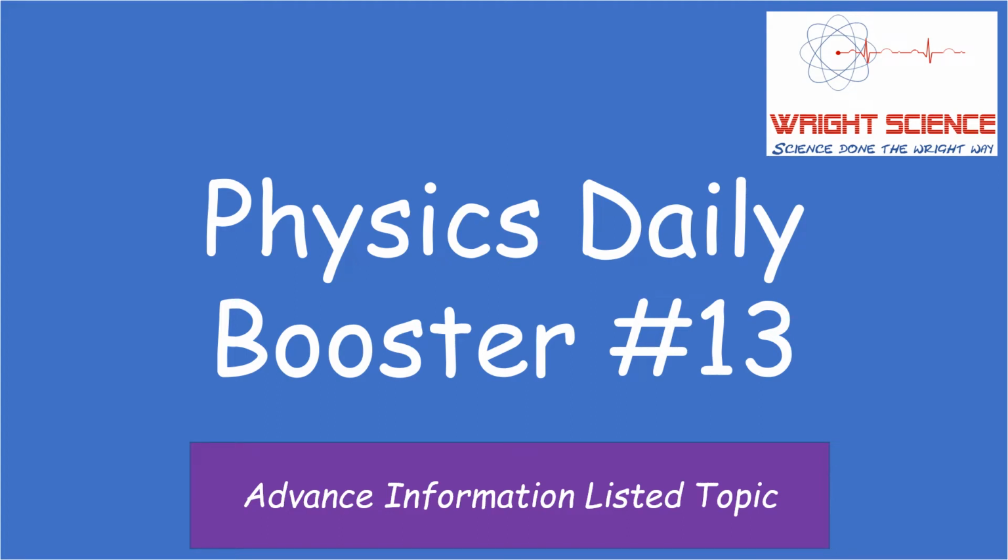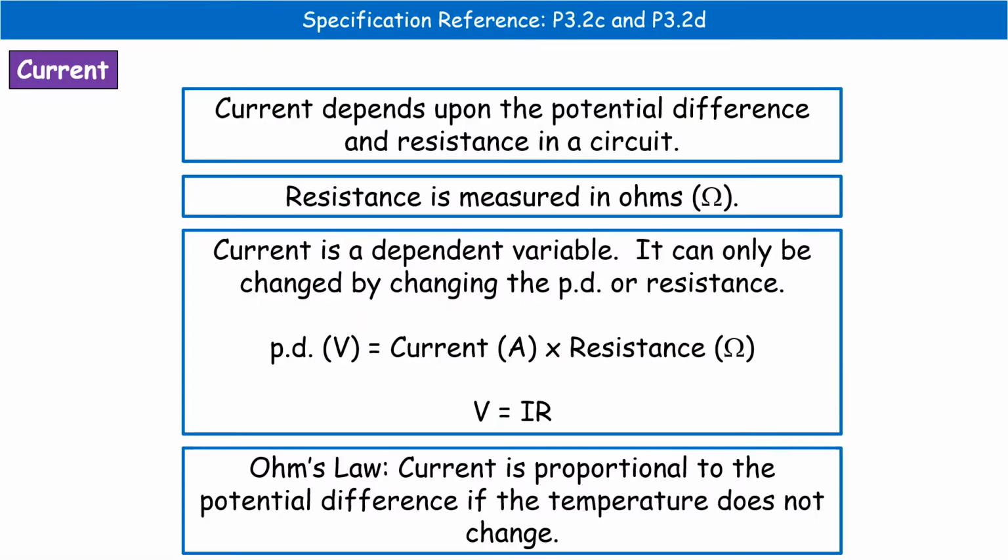This is number 13 in our series, and it is an advanced information listed topic for both foundation and higher tier physics folks. The first thing we need to consider then is what happens when current flows through a circuit. As we said in our previous booster, current depends upon the potential difference. So you've got to have potential difference to have current flow. But that's not the full picture. In addition to potential difference, we also have resistance, which will affect the current that flows in a circuit. We're going to have a closer look at resistance then.